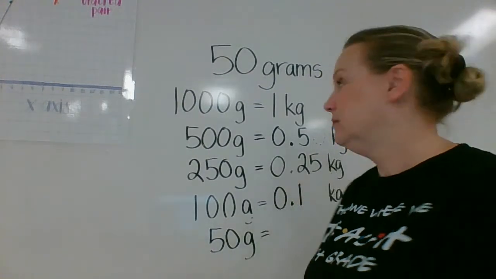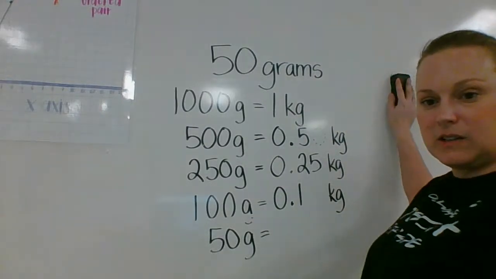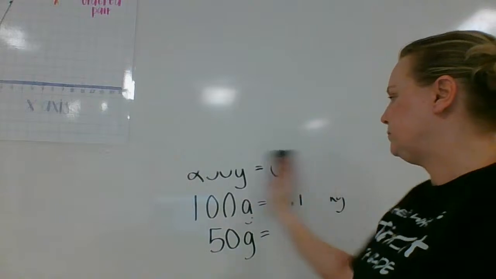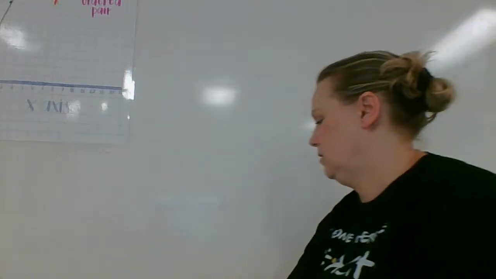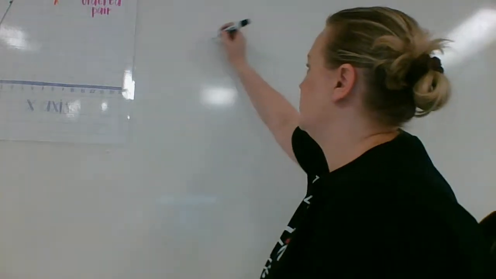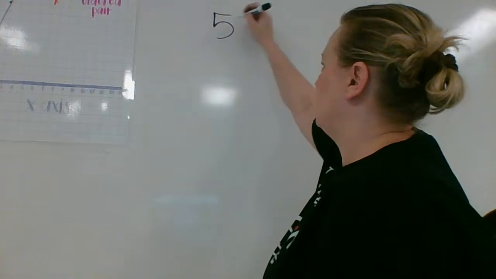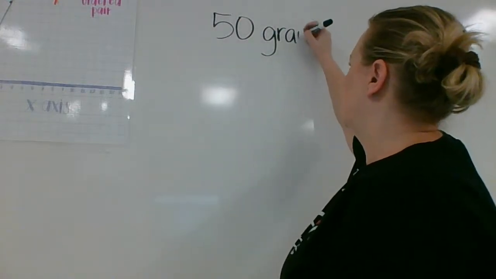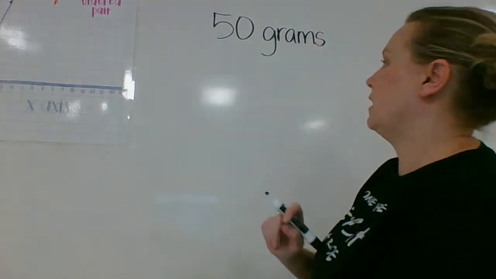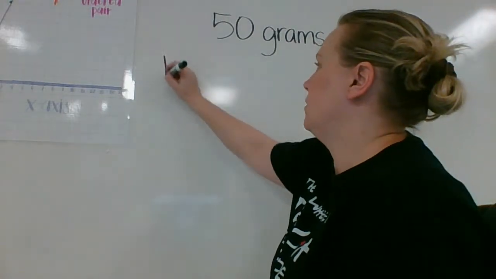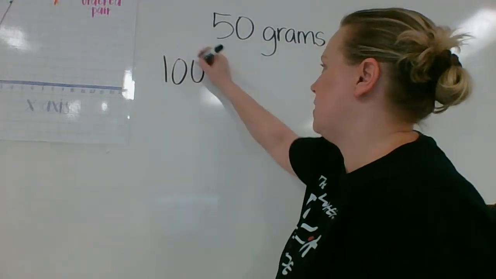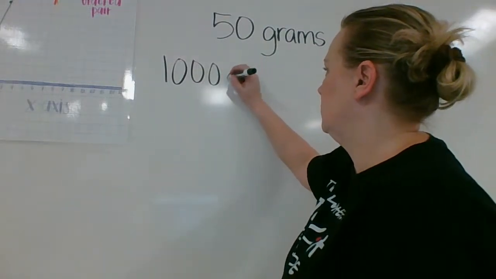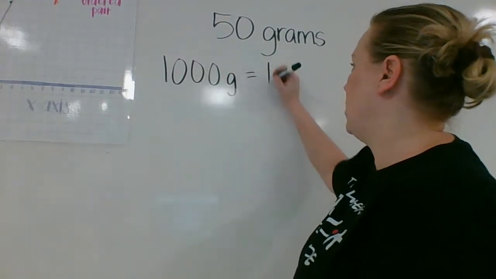It was awesome. All right, I'm going to erase this so I can do number 20 again, but just a different way. Okay, so the lizard weighs 50 grams. Can you put that away, Becca? Okay. I know that for every 1,000 grams, I'll get 1 kilogram.